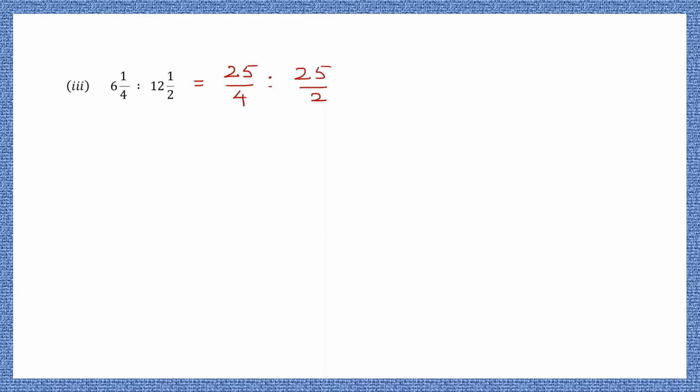Now, I'm sure all of you know that ratio is division. So we normally write it as a fraction. Now, since we already have a fraction, we are going to put the division symbol instead. So this is 25 by 4 divided by 25 by 2. So we're not writing it below. Instead, we are writing it by the side, divided by 25 by 2.